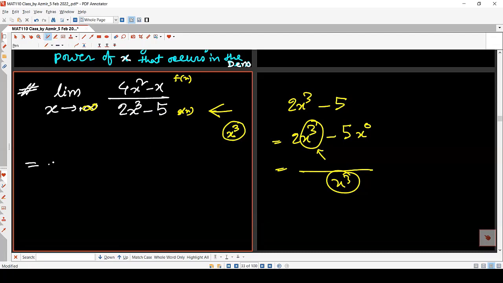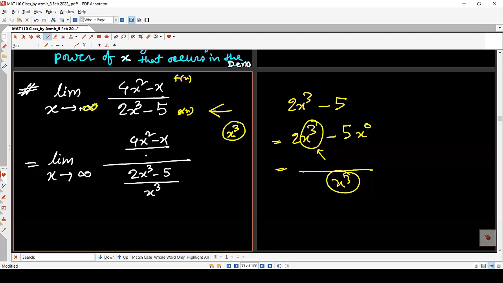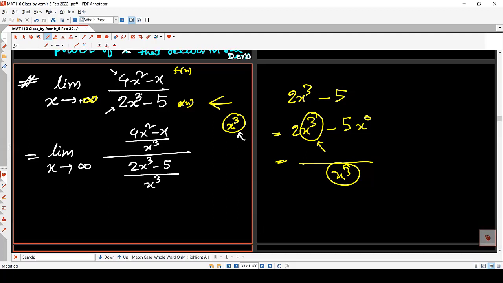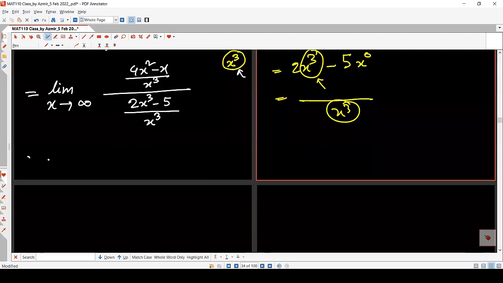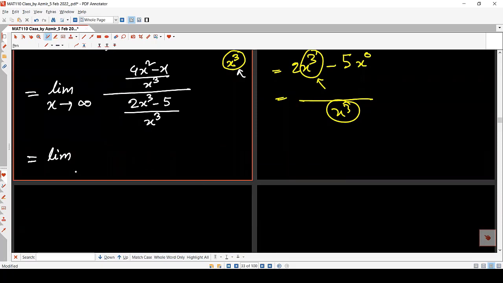So what can we do? Limit x tends to infinity, (2x cubed minus 5) divided by x cubed, and at the same time (4x squared minus x) divided by x cubed. That means we have to divide both numerator and denominator by this highest power of x that occurs in the denominator. I hope it is easy to understand. Now we have to simplify, because the algebraic manipulation method says that we have to simplify as much as we can.